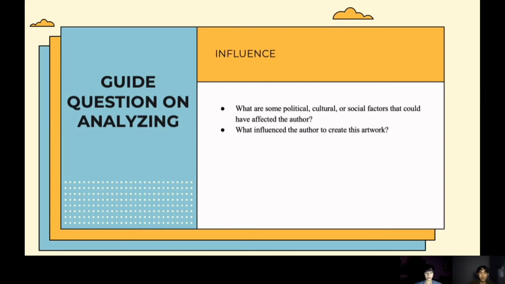Next is influence. First, what are some political, cultural, or social factors that could have affected the author? And second, what influenced the author to create this artwork? By using these guide questions, we can identify what factors may have inspired the author to make this work.